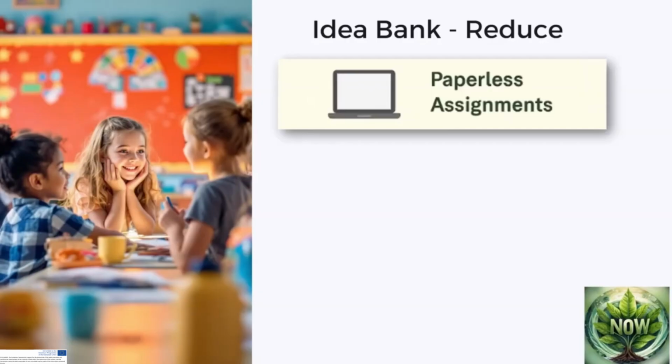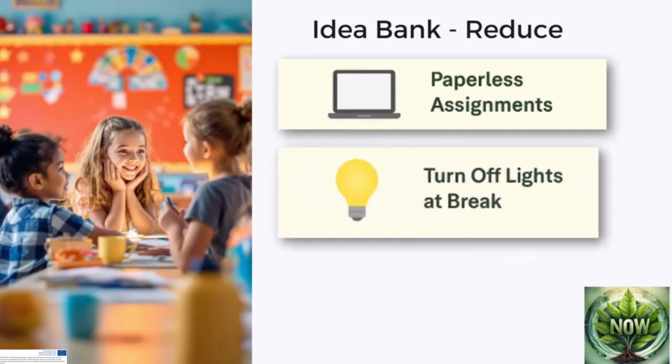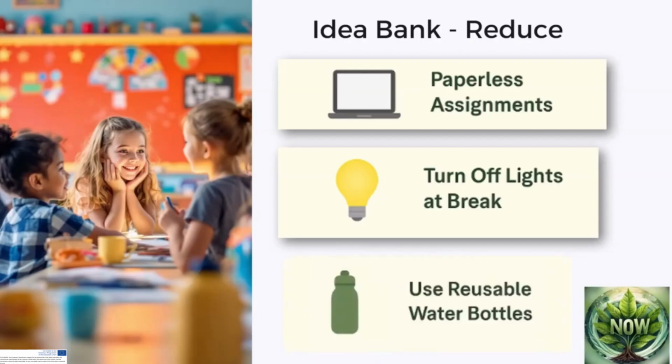First, go paperless. Assign digital work or use apps like Google Docs or Canva for projects. It's great for ICT integration and sustainability. Second, involve students in energy saving. Appoint a rotating light monitor to switch off lights during breaks or use natural light when possible. It builds responsibility. Third, start a reusable bottle trend. Encourage families to avoid single-use plastics by showing how easy it is to switch.